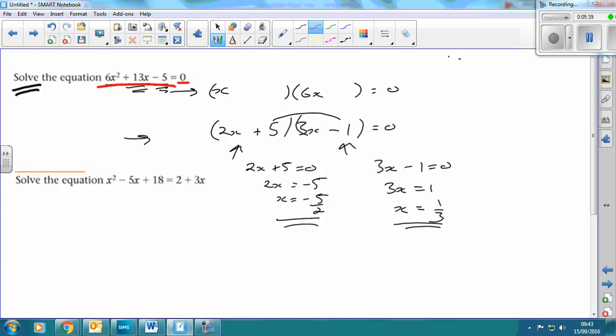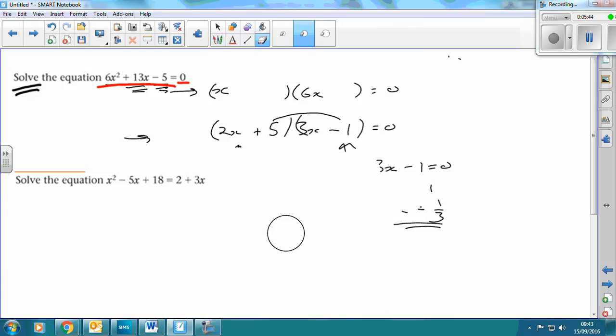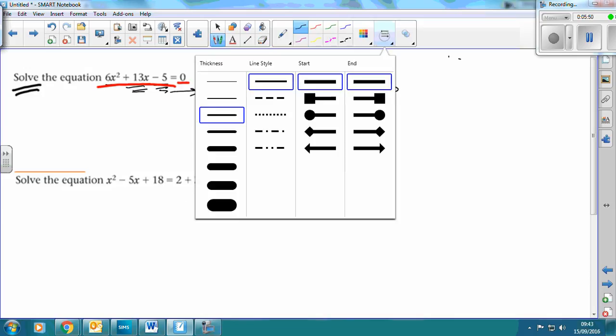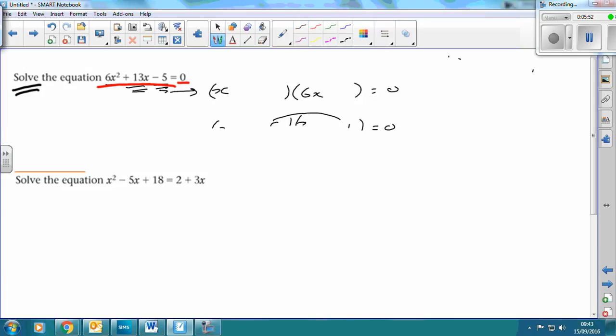So the next thing we're going to do is solve the next one. x squared minus 5x plus 18 equals 2 plus 3x. Now the thing that's going to stop us doing that one is the fact that we've got things on both sides. So the first thing we've got to do is get it set equal to 0. So we're going to get rid of this 2 by taking it away from both sides, and get rid of this 3x by taking it away from both sides. So you're going to have x squared minus 8x plus 16 equals 0.